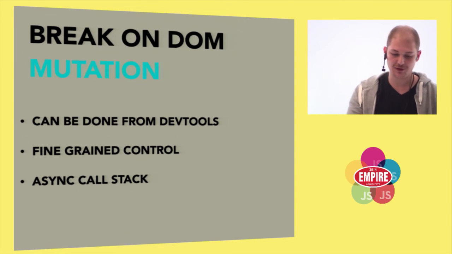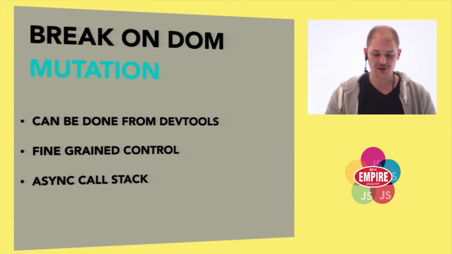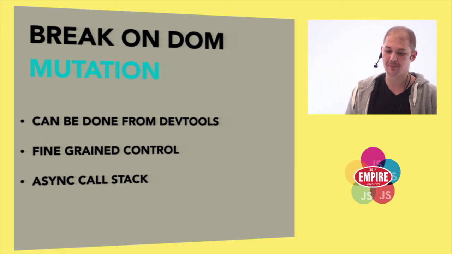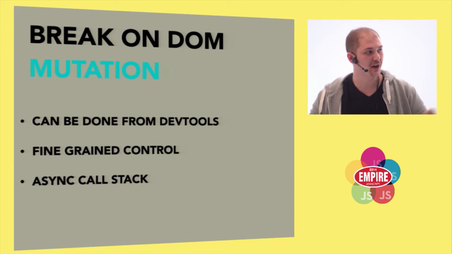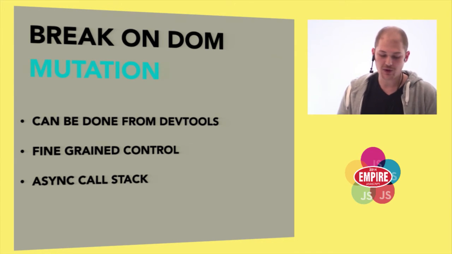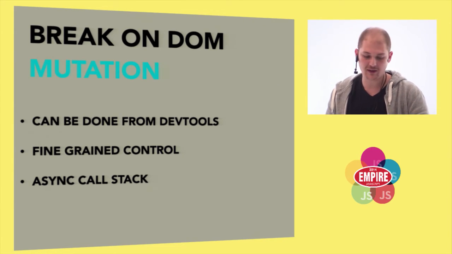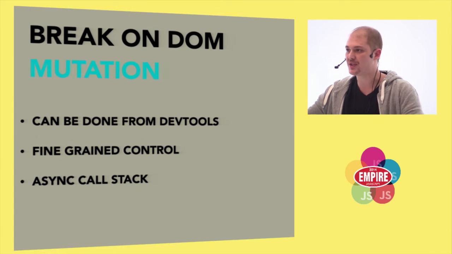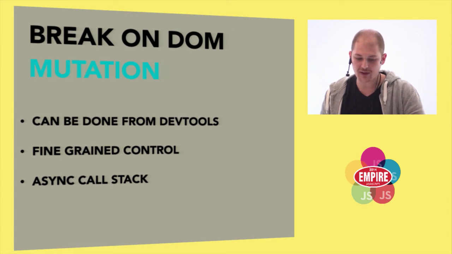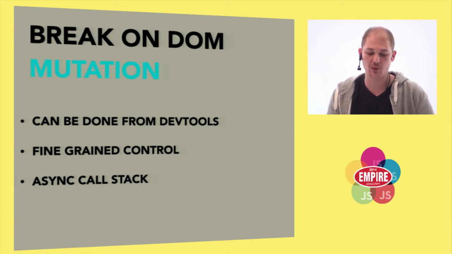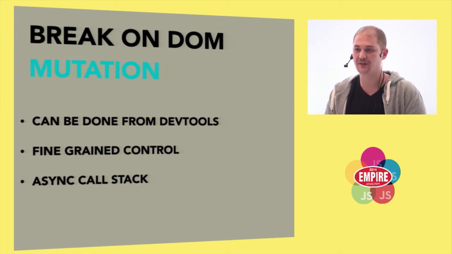Looking a little bit to the future, there's something called DOM mutation events. DOM mutation events allow you to listen to when the DOM mutates, for example, when a node is added or removed. You can break on DOM mutation from DevTools by right-clicking in the elements pane and setting break on DOM changes. But it doesn't give you fine-grained control over when to break and what kind of DOM mutations you want to break on. For example, you can't break on DOM node additions.